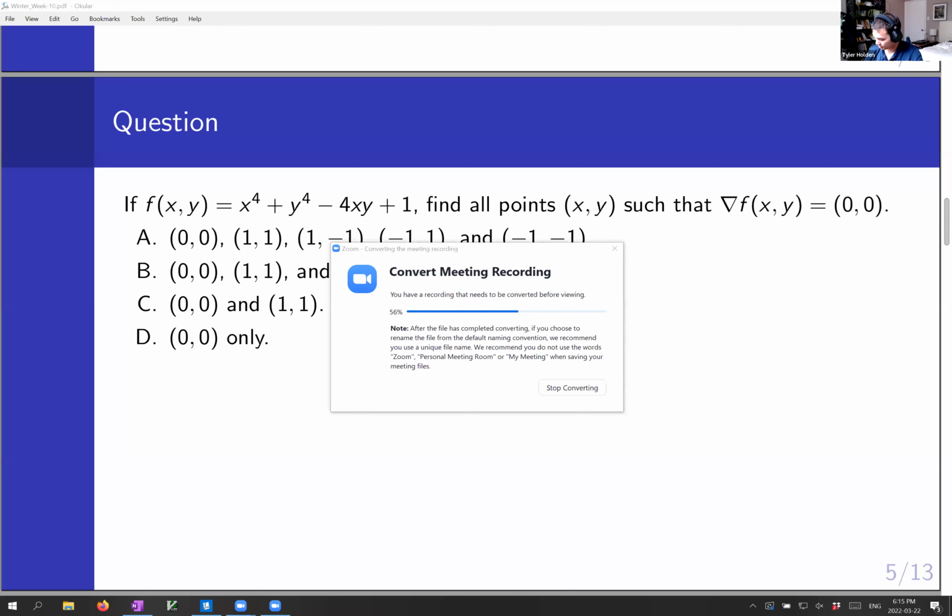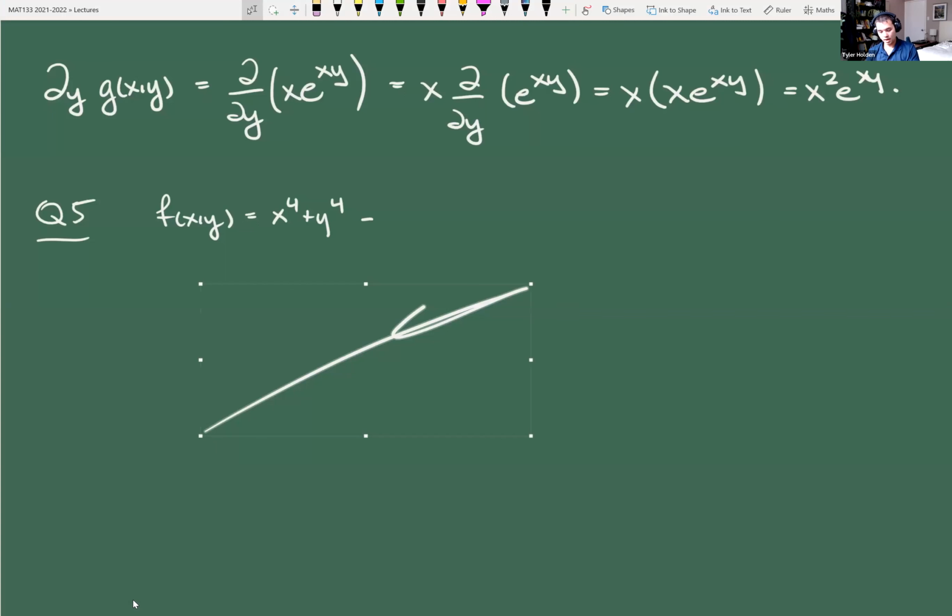Is it recording? Yes, it is. Though apparently now to the cloud, whatever, who cares? Pen, please work.